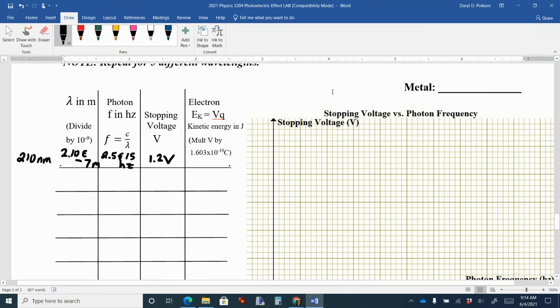What you do is multiply the voltage by the charge on an electron. So that's just going to be 1.2 times 1.602 times 10 to the negative 19, and it's 1.9 times 10 to the negative 19 joules. That's how much kinetic energy the electrons have when they absorb one of these 210 nanometer photons.